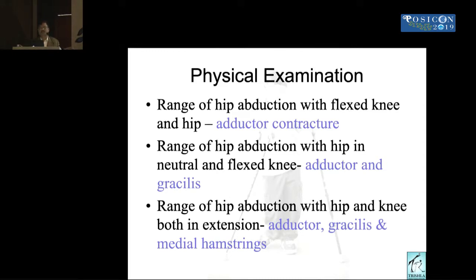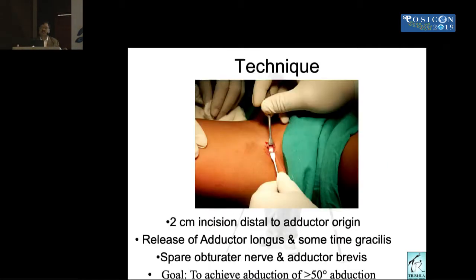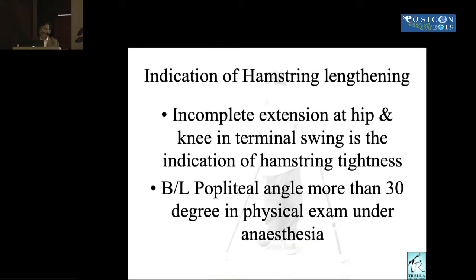So it should be very, very clear to us whether this adductor tightness is because of adductor contracture or something else. Adductor tenotomy is done through a 2 centimeter incision distal to the adductor origin. The release of the adductor longus and sometimes gracilis is done; very, very rarely we require adductor brevis release. We have to spare the obturator nerve and adductor brevis. Our goal is to achieve 50 degree abduction, usually done on both sides.